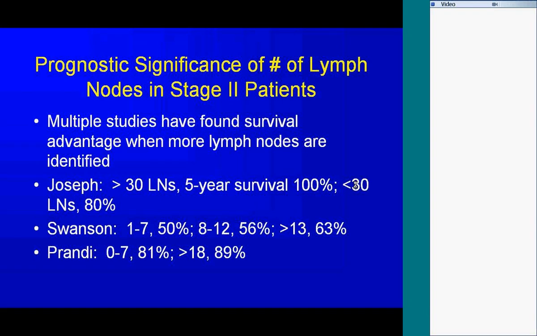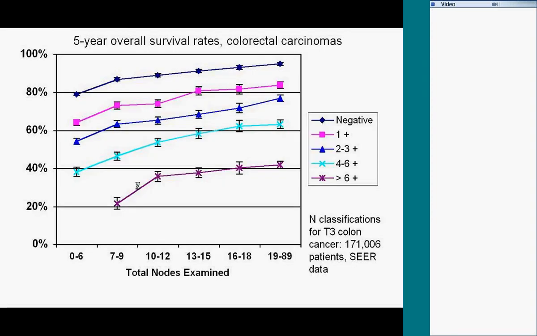There's another issue in finding lymph nodes in colorectal cancer as well. Even if the lymph nodes are negative, multiple studies have found there's a survival advantage when more lymph nodes are identified. And this is probably a surrogate marker for an immune reaction to the tumor. But there's an interesting paper by Joseph that found a much higher 5-year survival when you found at least 30 lymph nodes. And there are multiple studies that support the number of lymph nodes as a stage-independent prognostic factor.